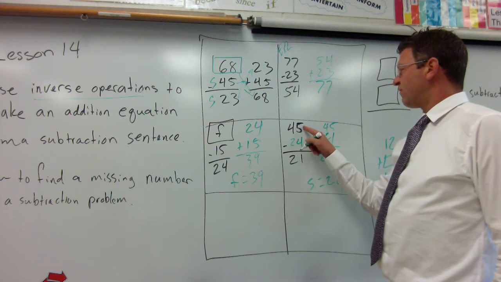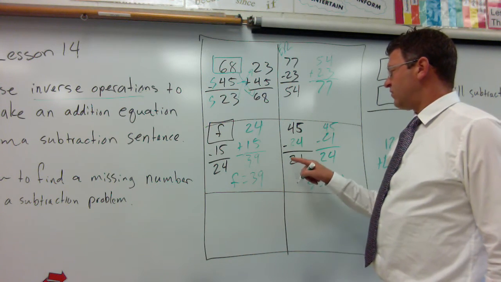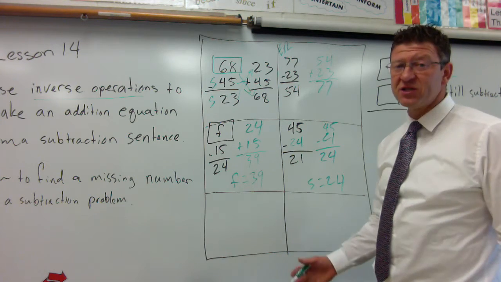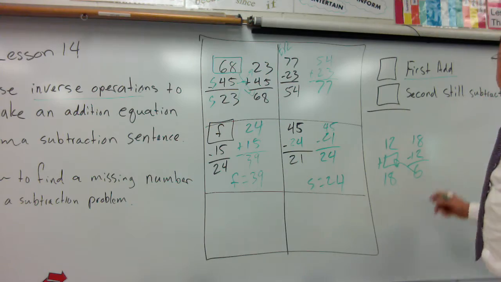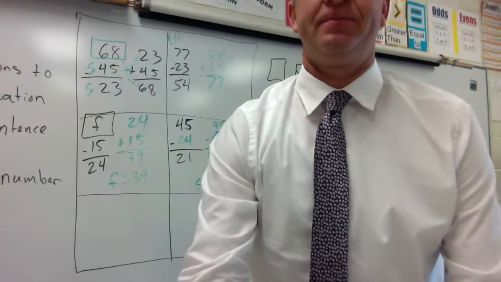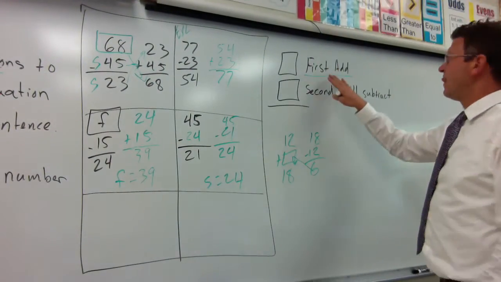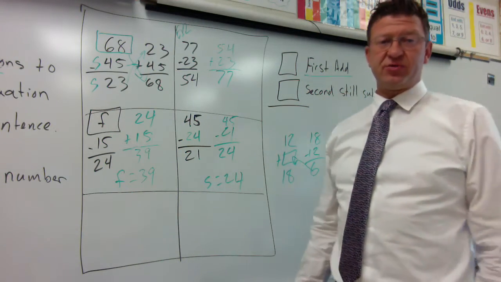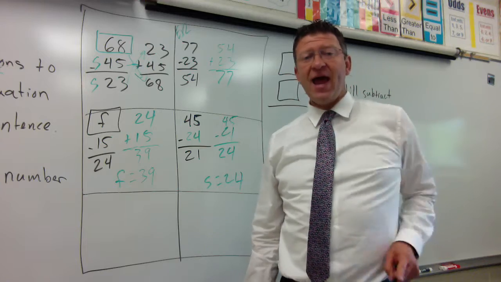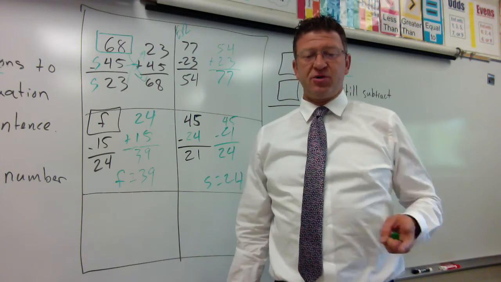45 minus 24. 5 minus 4 is 1, and 4 minus 2 is 2. So what's our key for that? If the second number is missing, we're going to still subtract. First missing, add. Flip it over and add. Second, still subtract. Say it with me. First add, second still subtract.